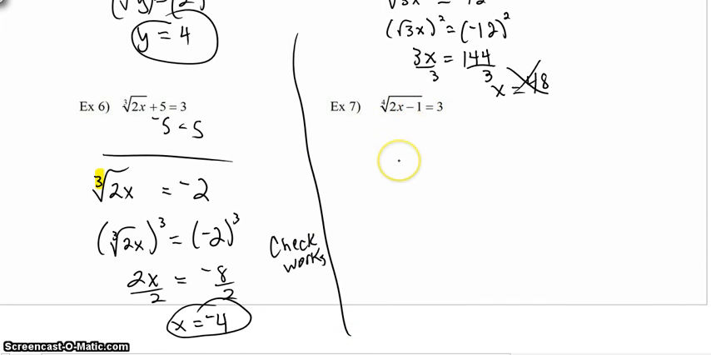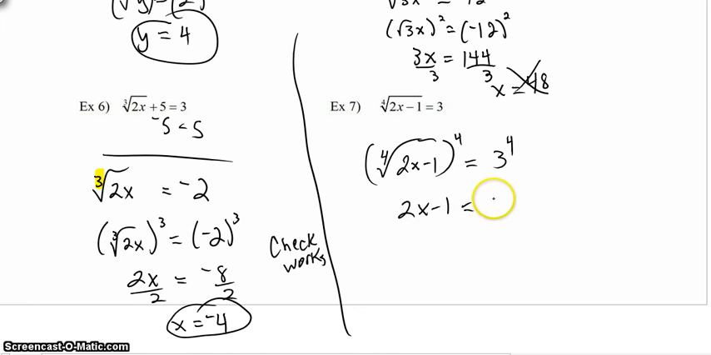Move on to number 7. The radical is alone. And to get rid of a fourth root, I already have that fourth root by itself. I'm just going to raise both sides to the fourth power. Now 3 to the fourth is not 12. It's 3 times itself 4 times. You can check that out. It's 81. When I add a 1 to both sides, I'll get 82 equals 2x. I'm going to divide by 2, and x is 41.